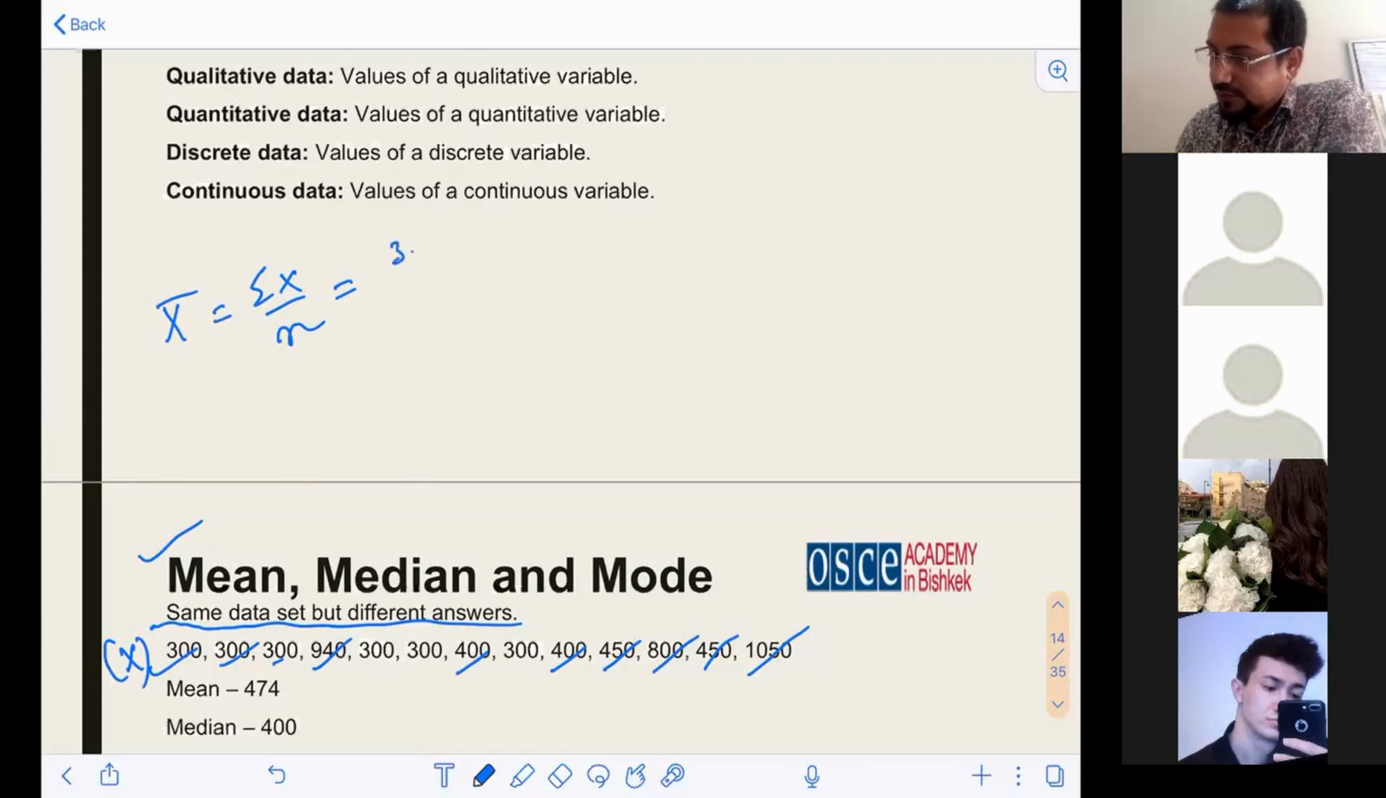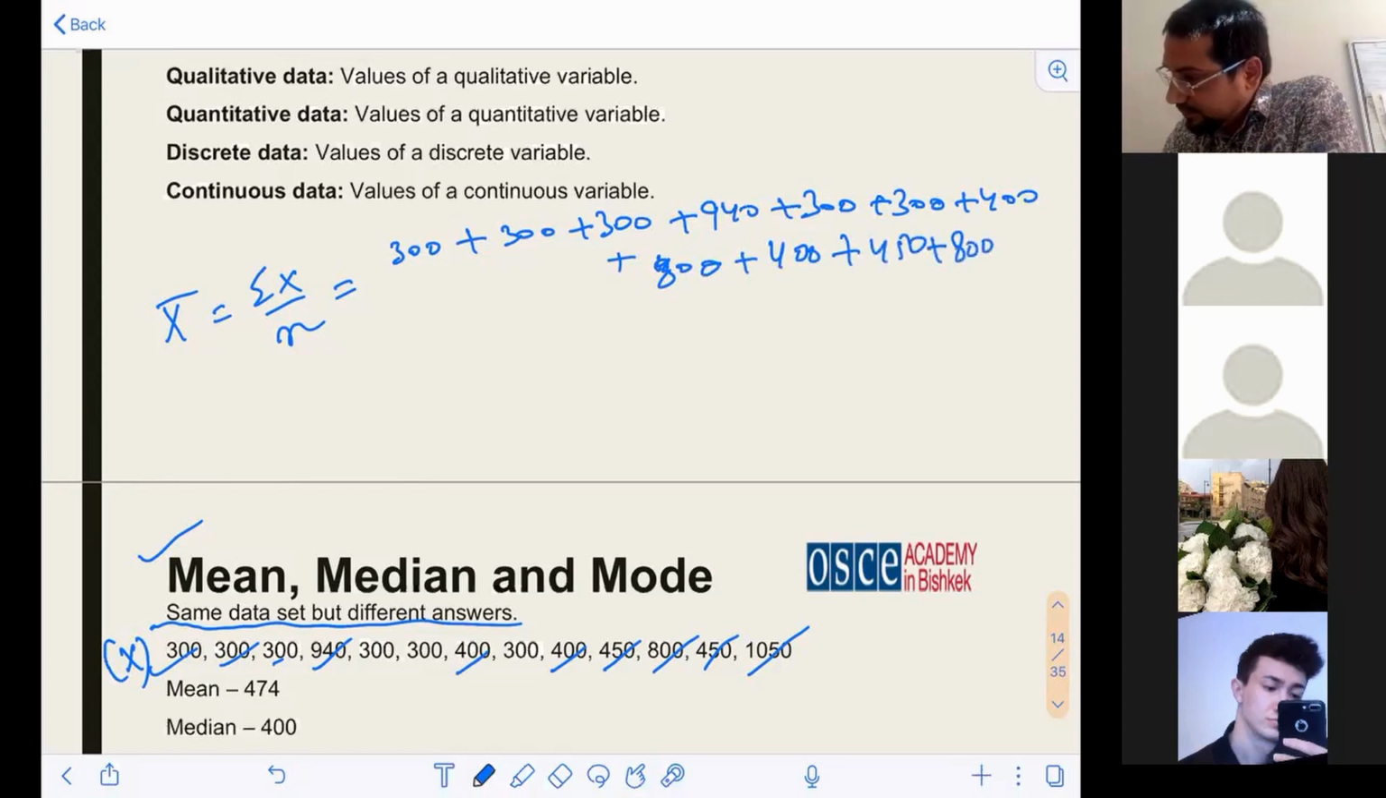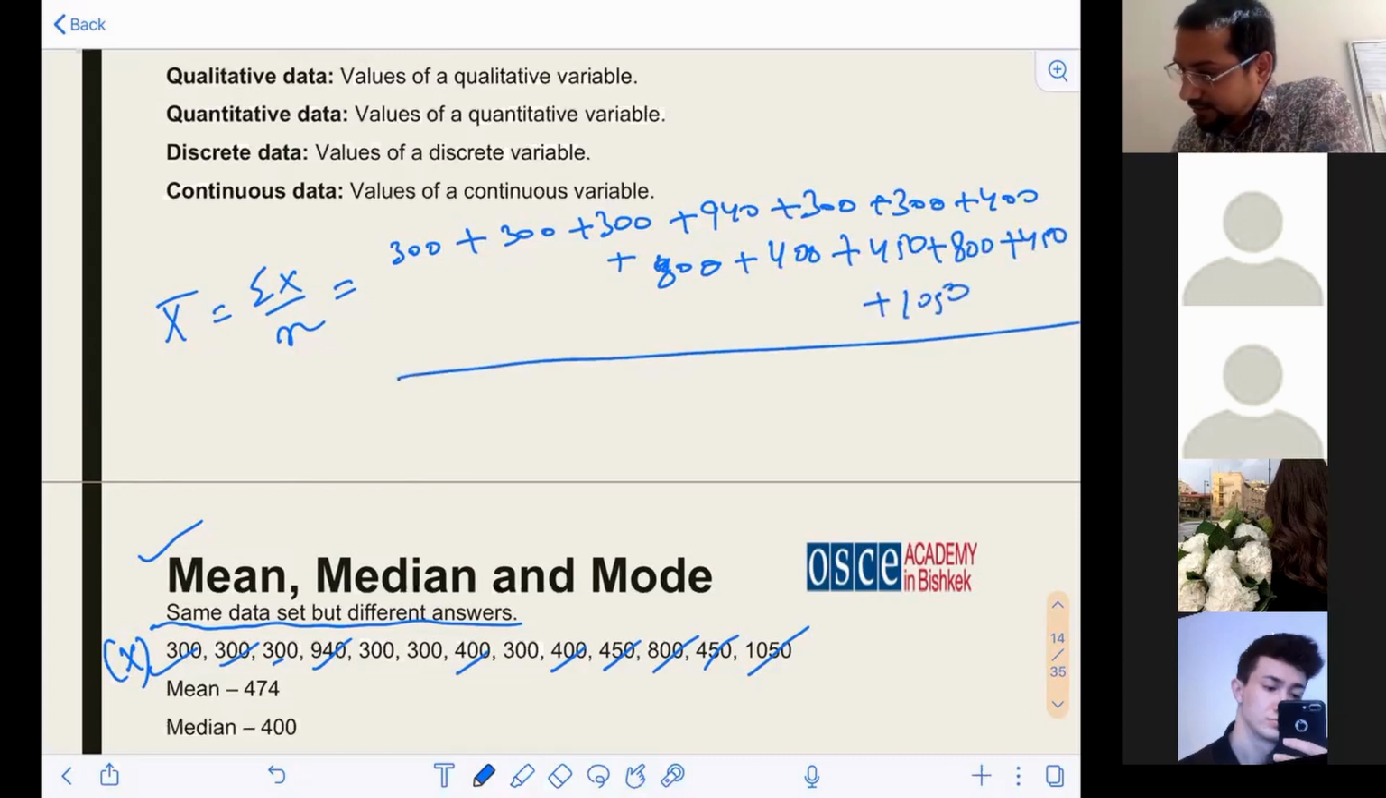Okay, so what we are going to do, we are going to add all of them: 300 plus 300 plus 300, plus 940 plus 300 plus 300 plus 400, plus again 300, plus 400, plus 450 plus 800 plus 450 plus 1050, divided by 1, 2, 3, 4, 5, 6, 7, 8, 9, 10, 11, 12, 13. 13 numbers.